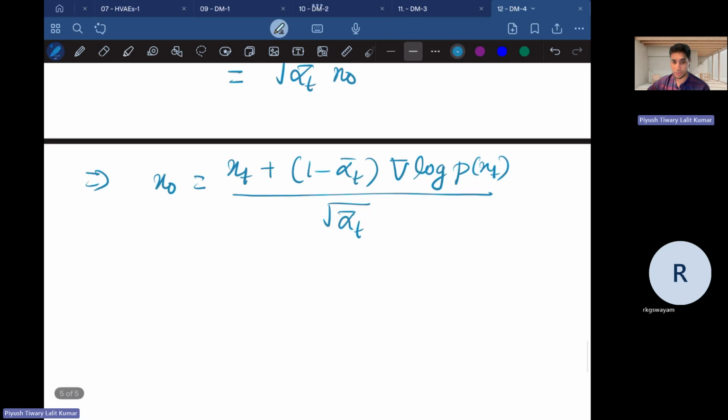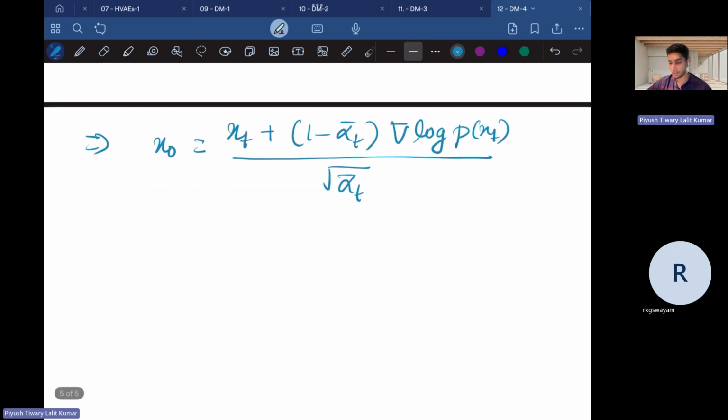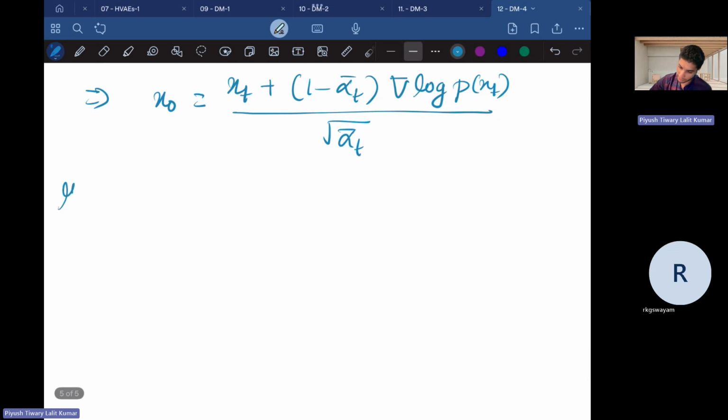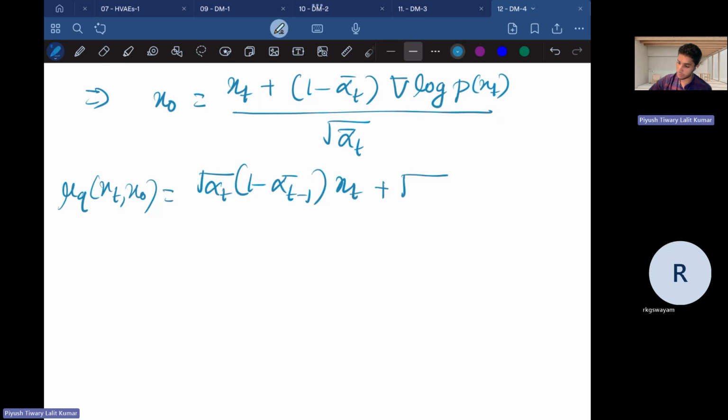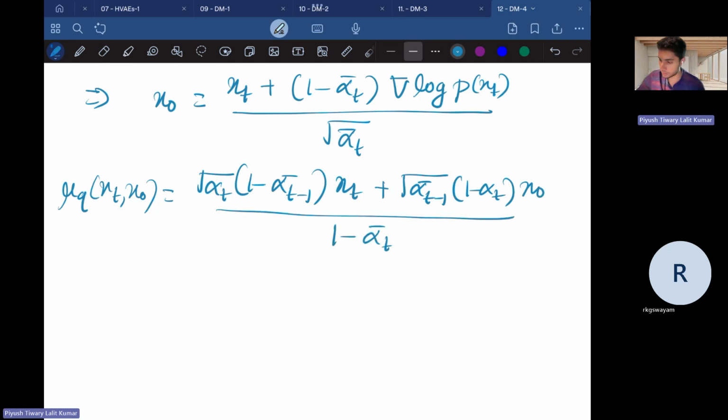Now, similar to what we did again, the process is always the same. So again, let us write down what is mu q of xt comma x naught. What was it? This is square root of alpha t, I mean, we have written this multiple times now. Xt plus square root of alpha t minus 1 bar, 1 minus alpha t x naught divided by 1 minus alpha t bar. Okay.